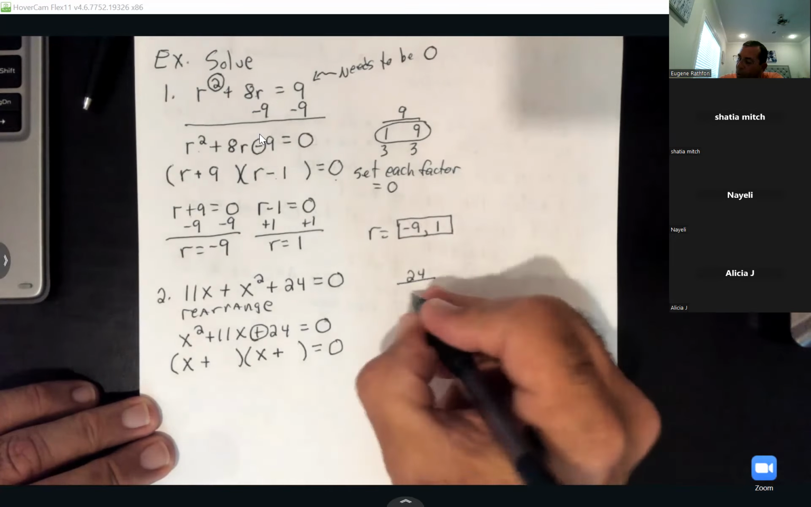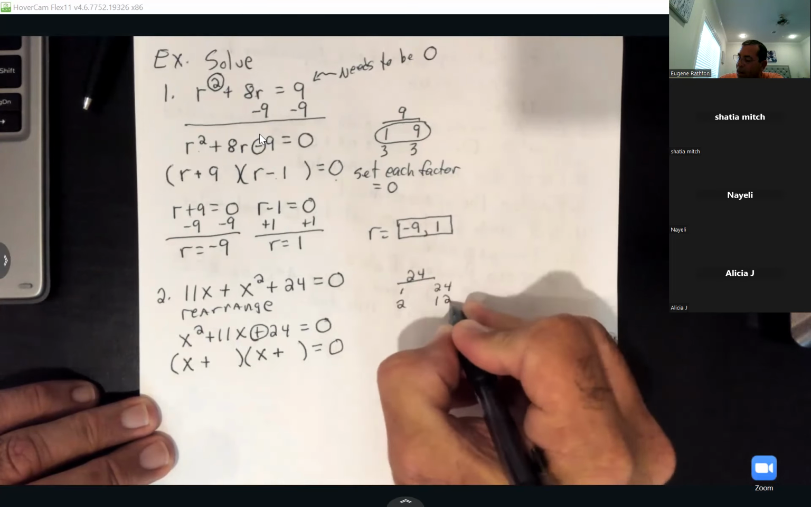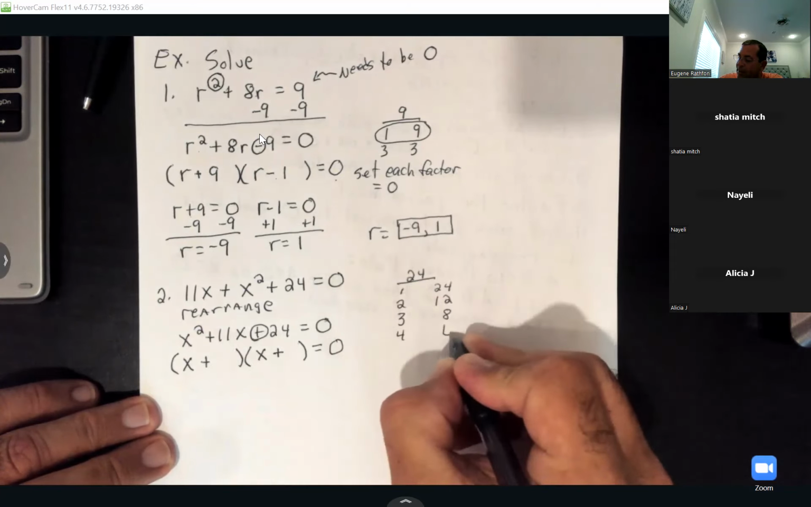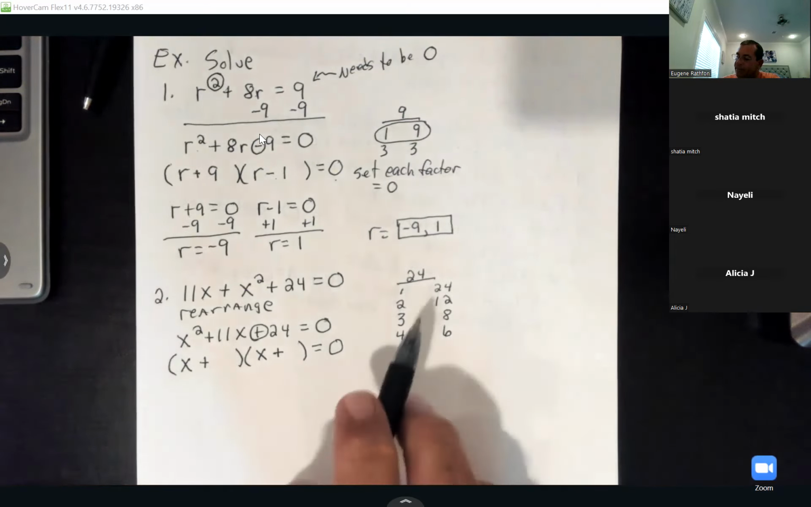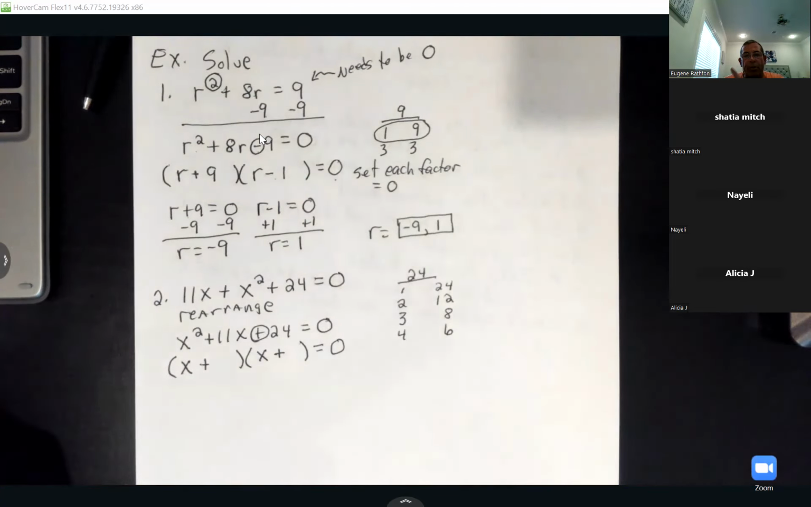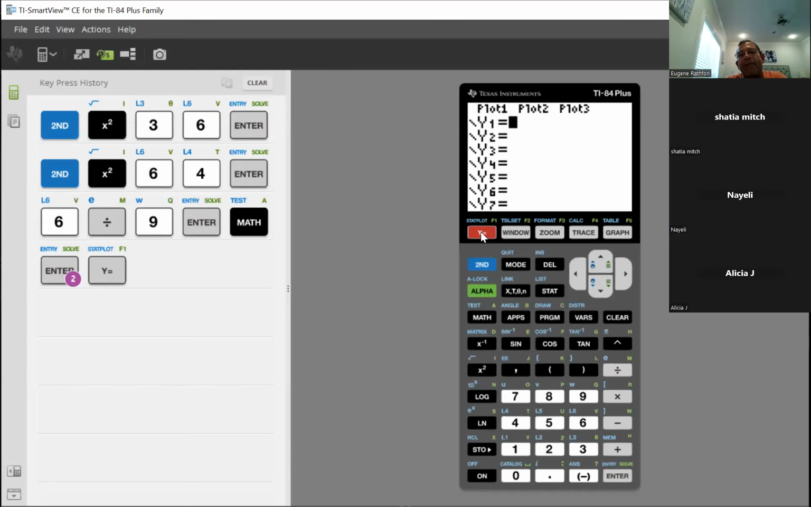So y'all, let's figure. 24 can be 1 times 24, 2 times 12, 3 times 8, and 4 times 6. Now, let me show you this. If you're weak at finding the factors of your numbers, use your calculator. I think I showed y'all this. So go to the calculator, go to this y equals. So the number I'm finding factors of is 24, so I'm going to do 24 and then divide by x.